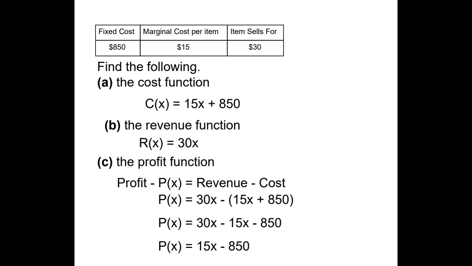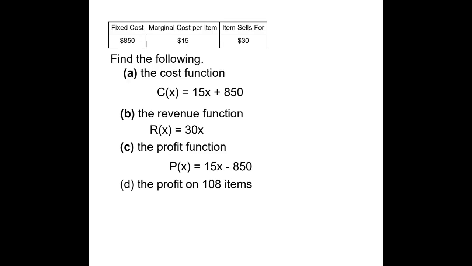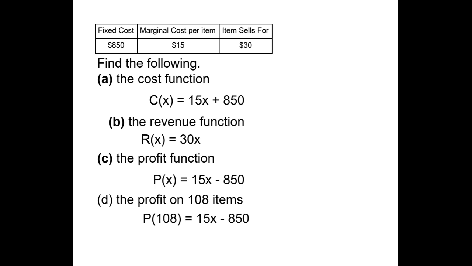Now they want us to find the profit on 108 items. So I already have the function in order to calculate the profit based on the number of items sold. So what I'm going to do is evaluate the profit function for the value 108. So here in x, I'm going to plug in 108 to my function, which is 15x minus 850. To evaluate functions, everywhere you see x, you're going to plug in this value 108.